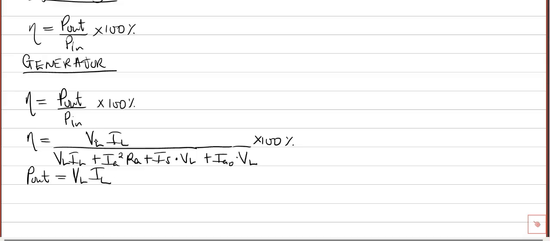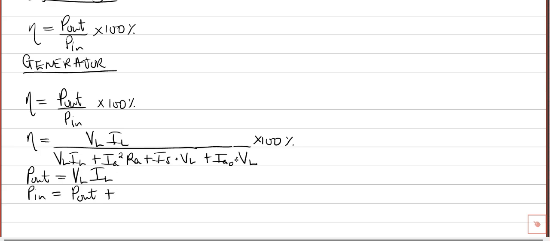Now you will notice the formula for VLIL appears at the top and it also appears down here at the bottom. So we have P out at the top, and we also have P out at the bottom. Since the standard formula says P out over P in, whereby P in is represented by everything at the bottom, we may say P in is equal to P out plus our different losses.